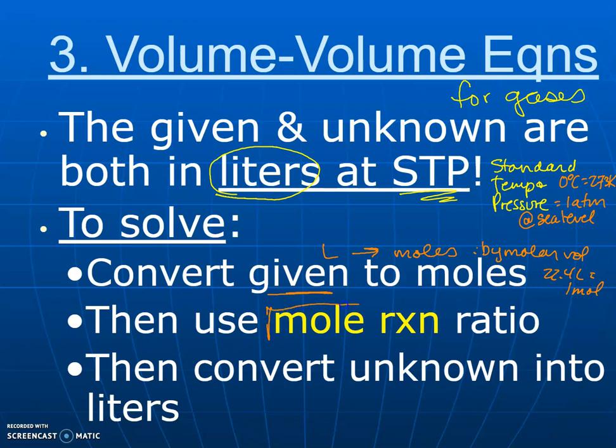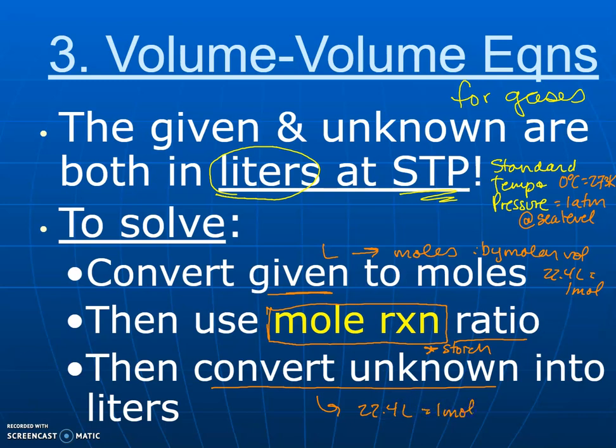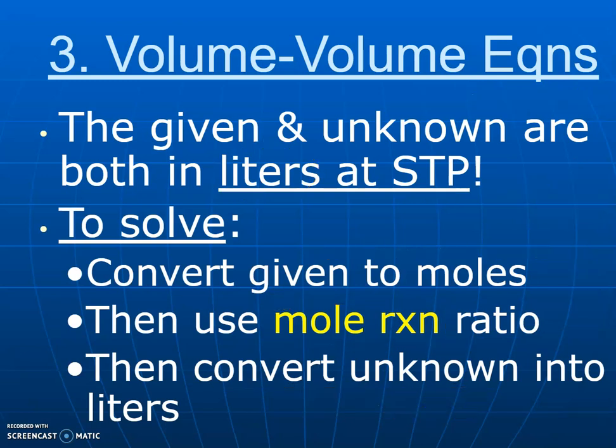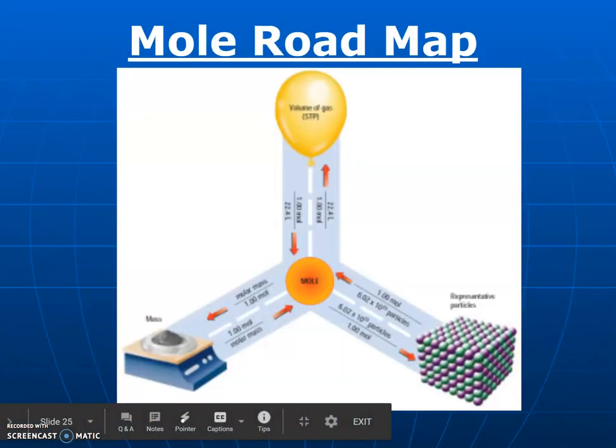Then just like we have done everything else in stoichiometry, we use the mole reaction ratio. And that mole reaction ratio is in essence the heart of stoichiometry. And then lastly, we have to convert our unknown back into liters by using that 22.4 liters per 1 mole. So all this information you have seen before if you're following these videos in order.